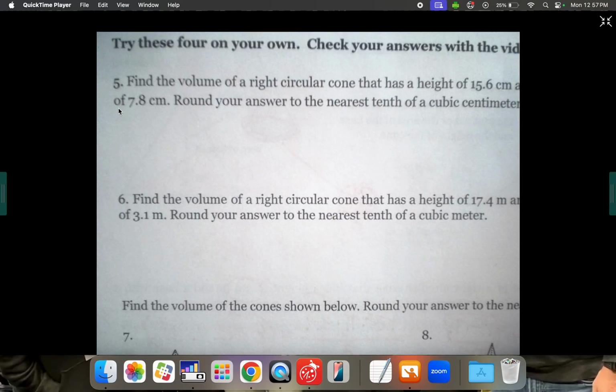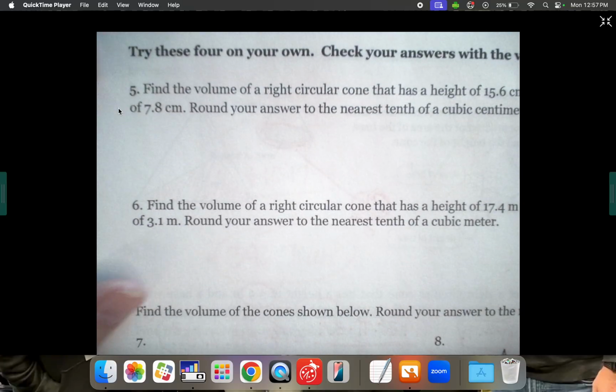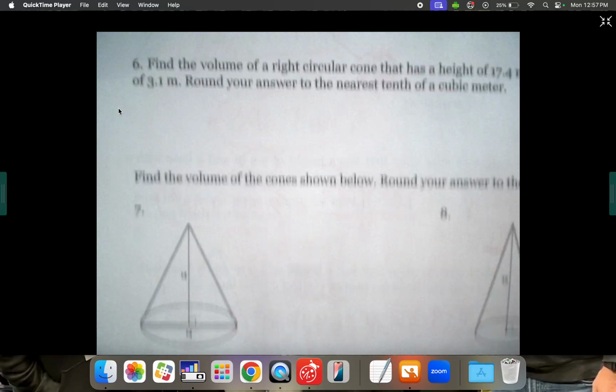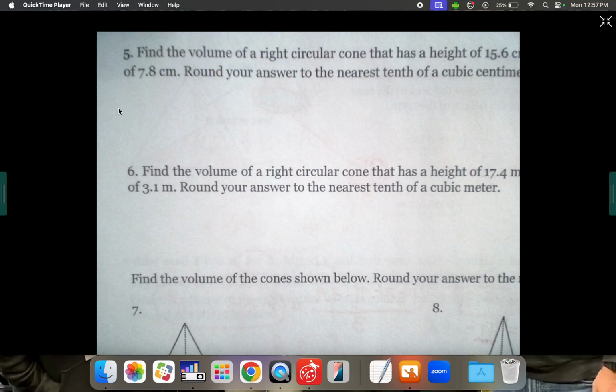Okay, I would like for you to go ahead and turn the page and pause the video. And this time there's 4 for you to try, but I really want you to try one of each because they're all slightly different. So before you move on to your Delta Math, do these 4, pause the video, and then check and make sure you did them correctly.